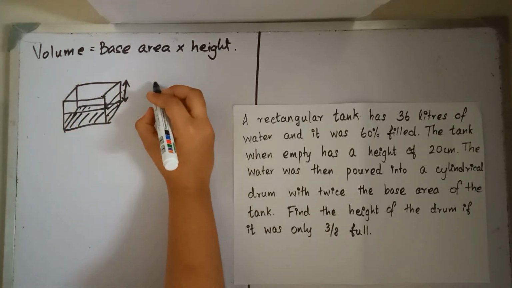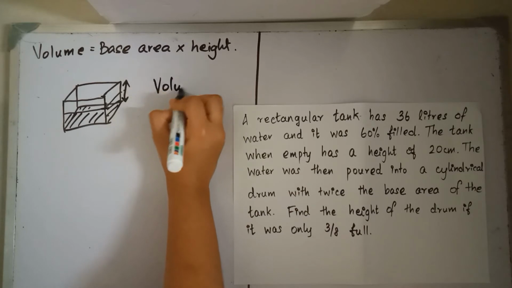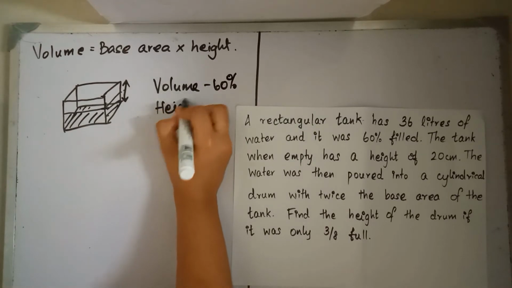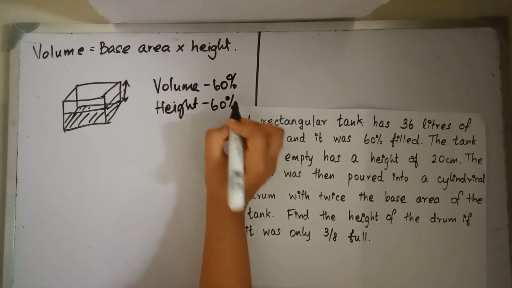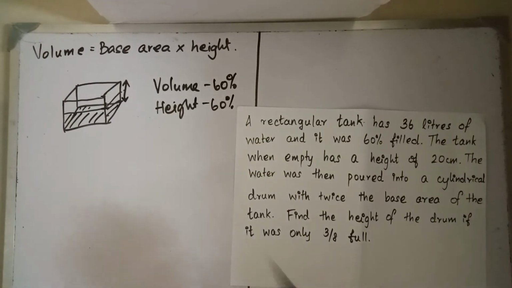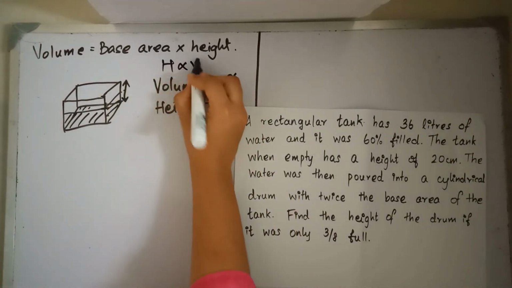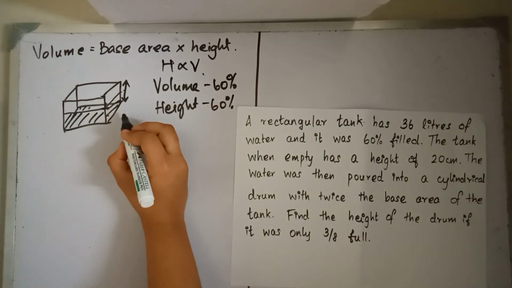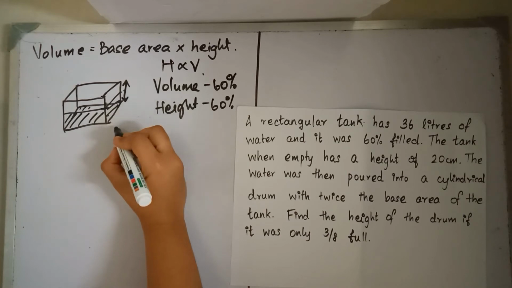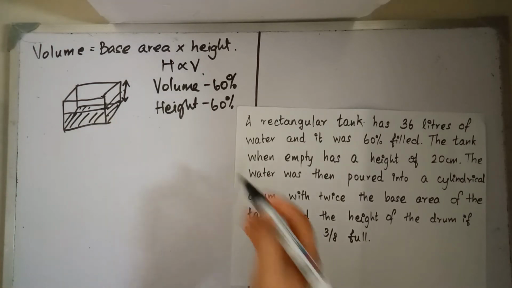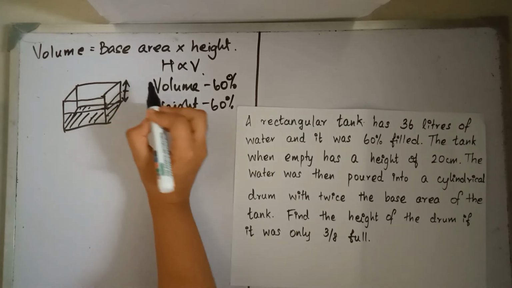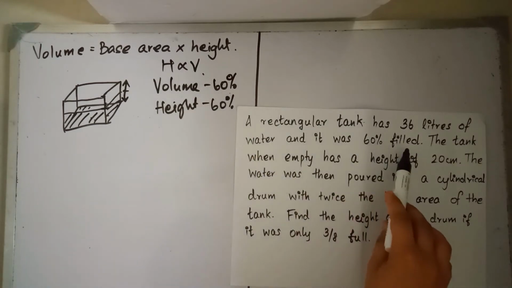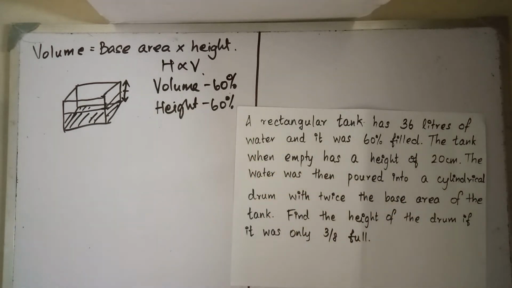So if someone says that the volume is 60%, that means the height also automatically becomes 60%. So the volume is directly proportional to the height, because the base area either way, if someone says that the tank is half filled, even then the base area will be full. You can't say whether it's half filled just by looking at the base area. It will be only by looking at the height.